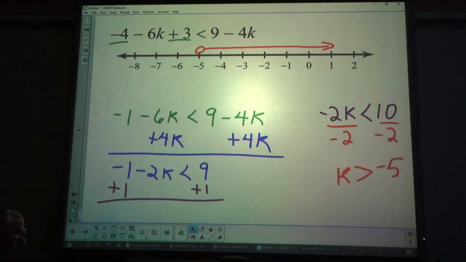Later this week, we'll be working with graphing linear inequalities, meaning on an XY grid or a coordinate grid.